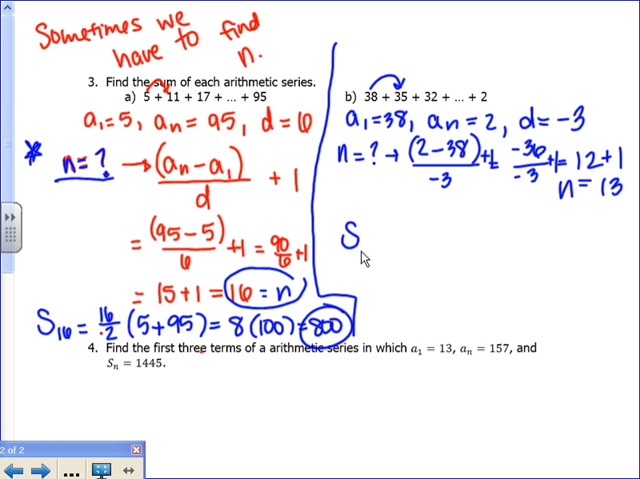Let's use the first formula from the other side again. So s of n, which is 13, equals 13 over 2 times your a sub n plus your a sub 1, so 38 plus 2.